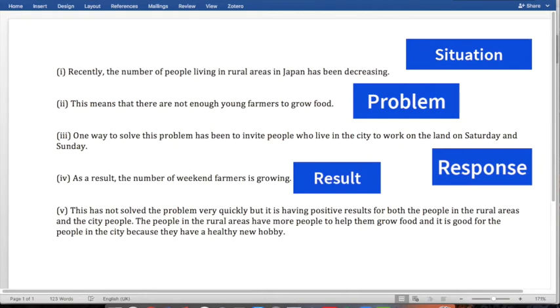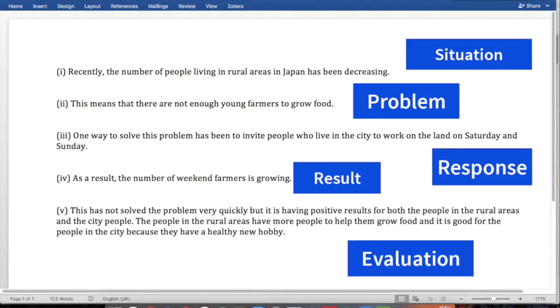Finally, sentence 5, this has not solved the problem very quickly, but it is having positive results for both the people in the rural areas and the city people. The people in the rural areas have more people to help them grow food, and it's good for the people in the city because they have a healthy new hobby. This, of course, is the evaluation. There is a negative evaluation at first, not solve the problem quickly. And then there's a positive evaluation. It's having positive results for the people in the rural areas and the city people.